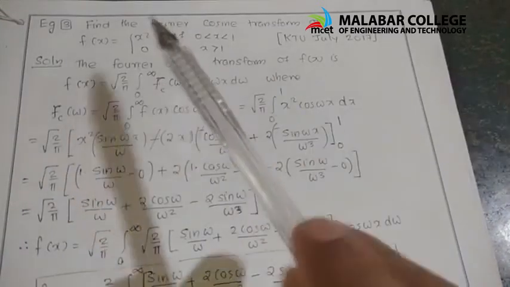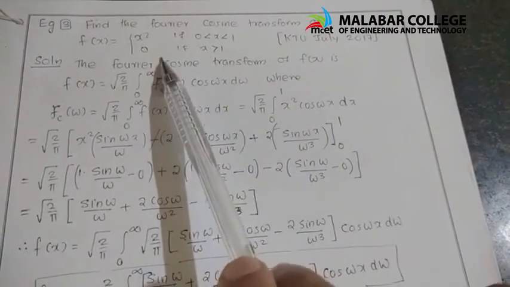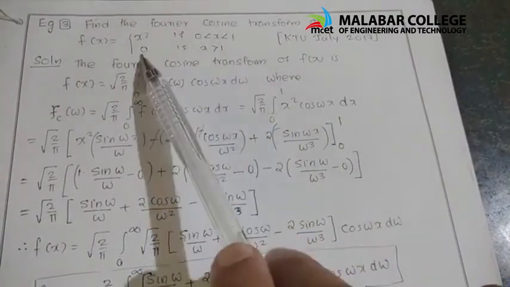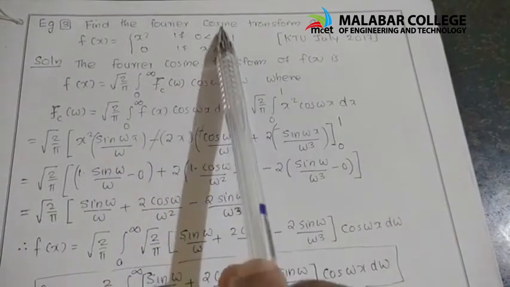Next we have to find out the Fourier cosine transform of f of x equal to x square in between 0 and 1, equal to 0 for x greater than 1. So we write the Fourier cosine transform formula here. It is a direct question.